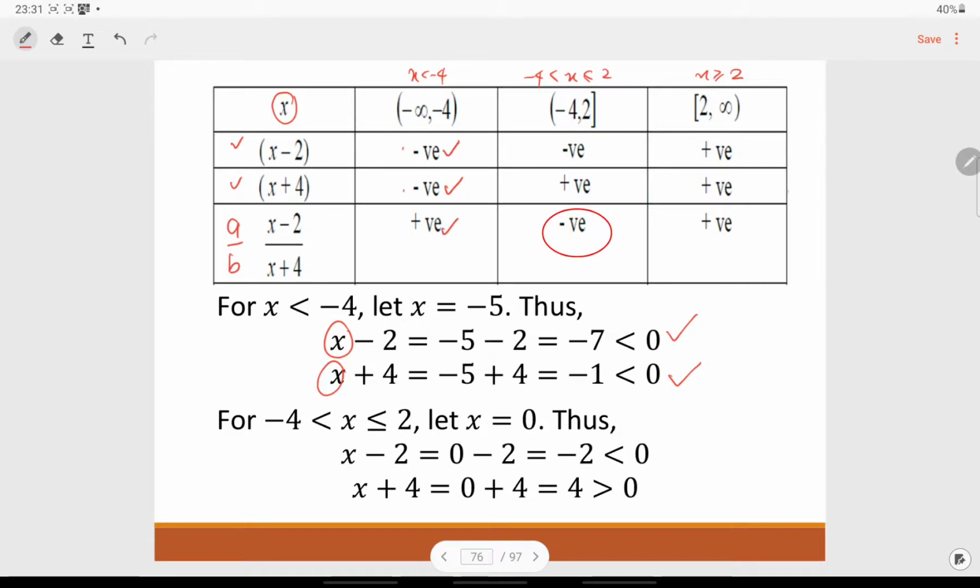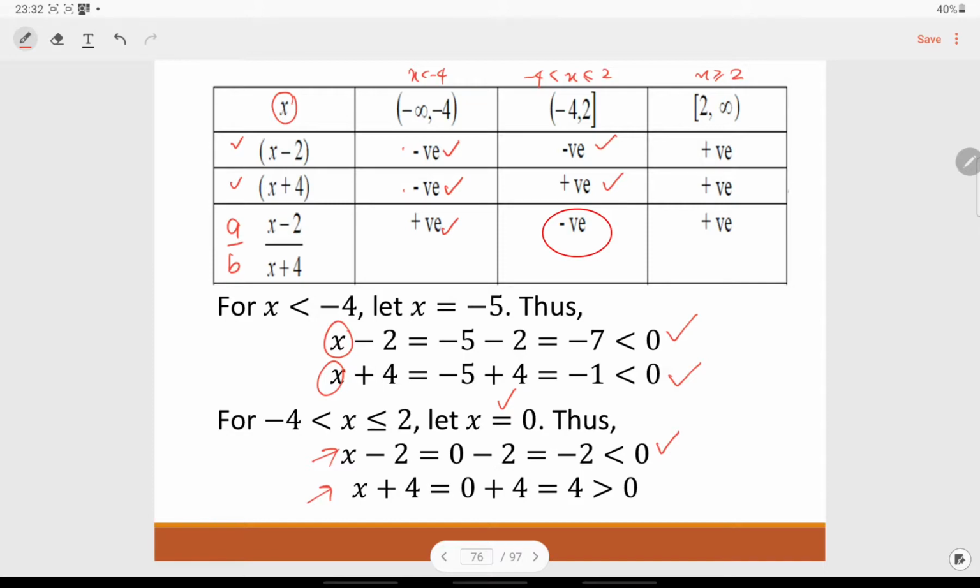For the second case, we consider X is between -4 and 2. We take one value, we take X equal to 0, because 0 is between -4 and 2. We replace X equal to 0 into this expression. So for the X minus 2, we have -2, it is negative. So negative. For X plus 4, it is 4, positive. So we have positive. So negative divide positive, it is negative.